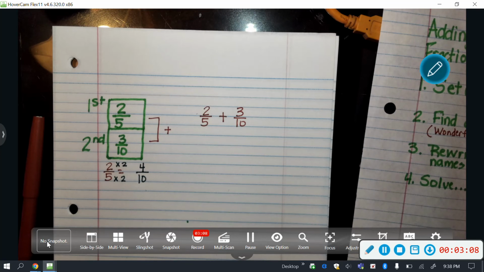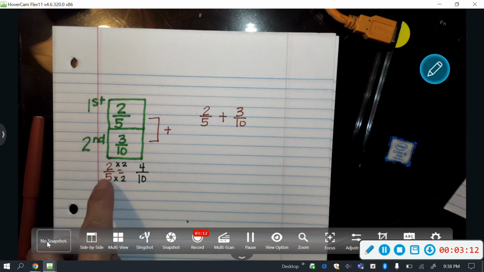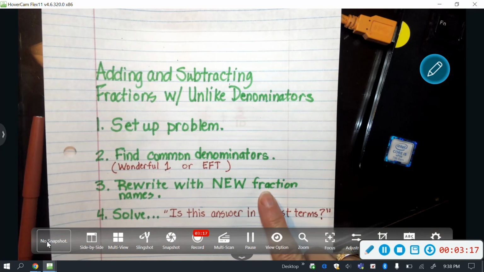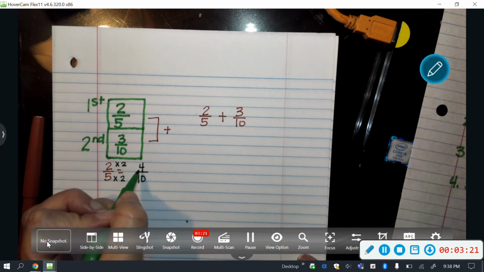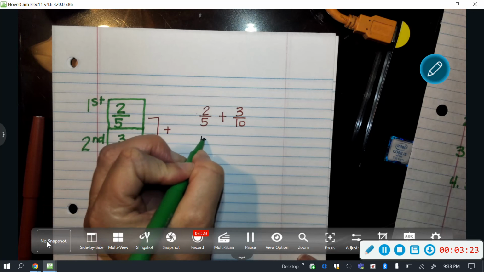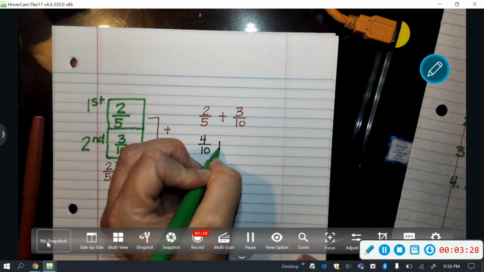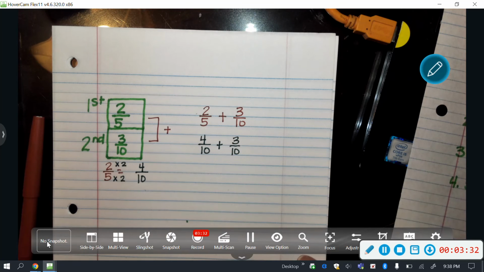Now that I have a new fraction name, or an equivalent fraction to 2/5 called 4/10, I'm going to rewrite with new fraction names. So I'm going to go back over here. I'm going to take my 4/10 and write it right underneath 2/5. And I'm going to drop 3/10 down. There's no need to rename 3/10 because now I do have common denominators.